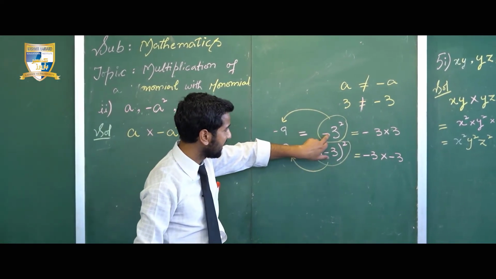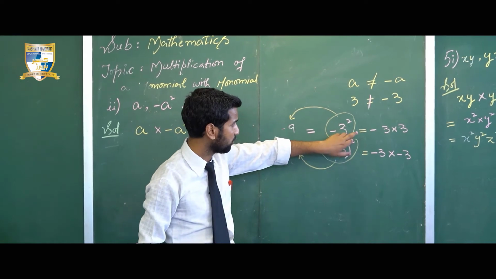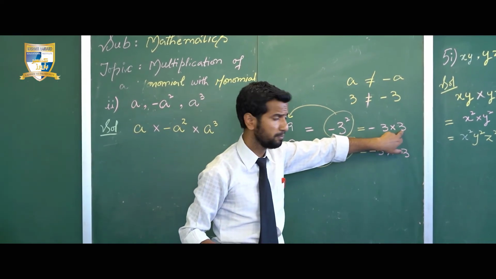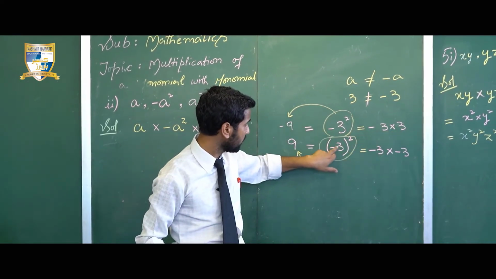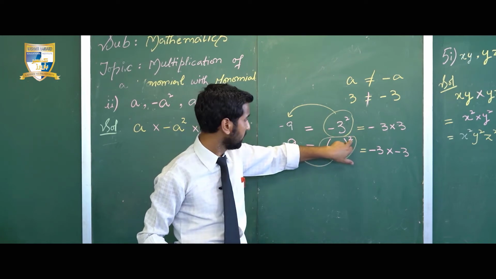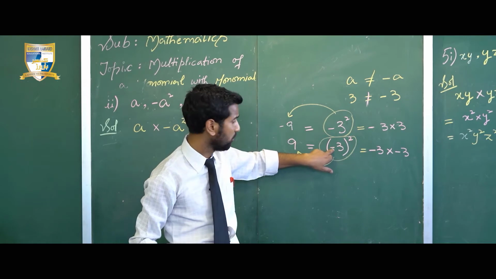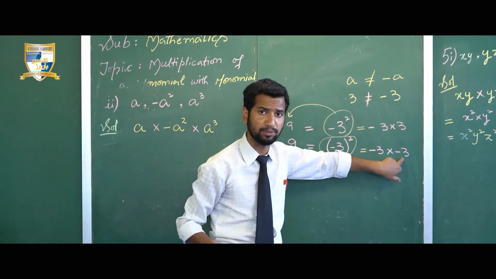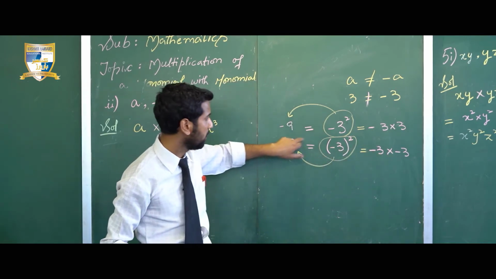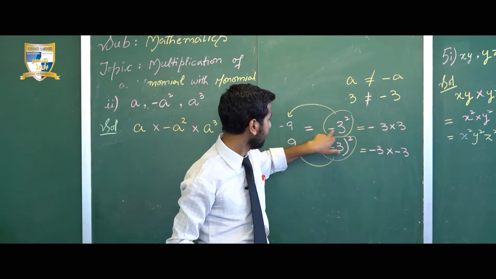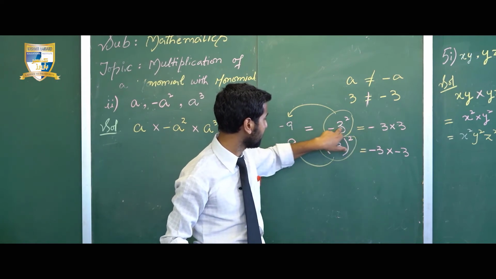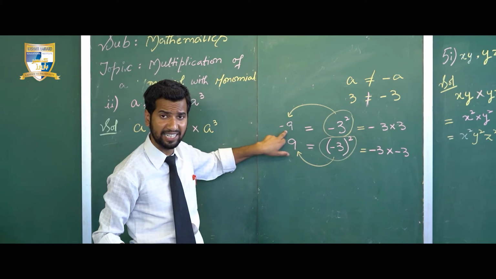Now this minus indicates this term is negative, that's why we are multiplying 3 with itself. And here minus 3 whole square, this bracket indicates that this square is with both 3 as well as minus. So minus 3 will get multiplied 2 times. So its answer will be positive. So here in this case this minus indicates this term is negative. So we are getting minus 9 here.